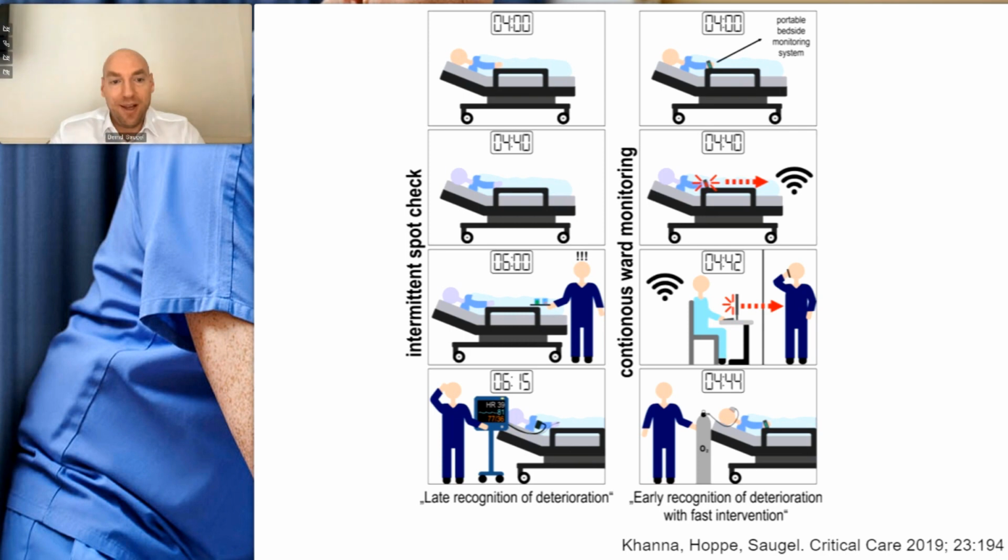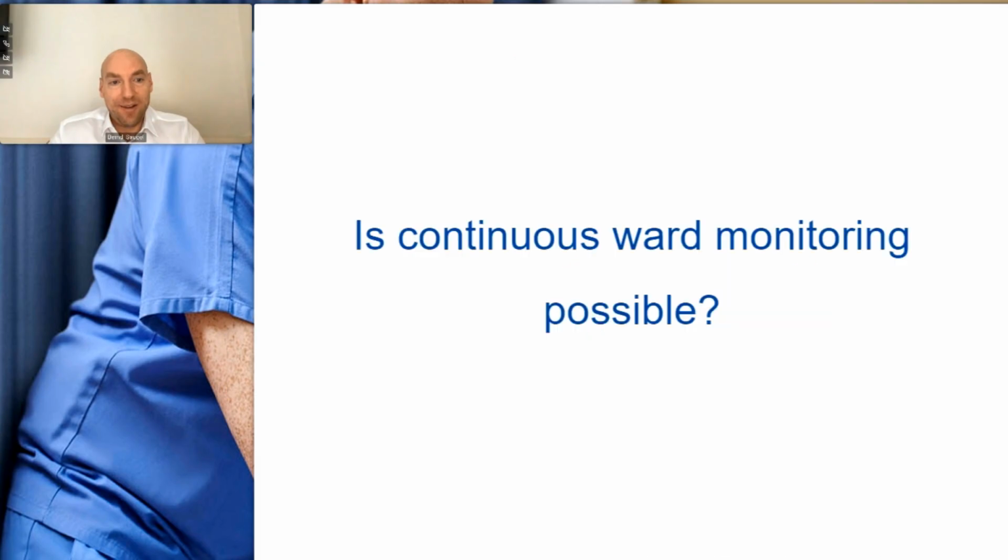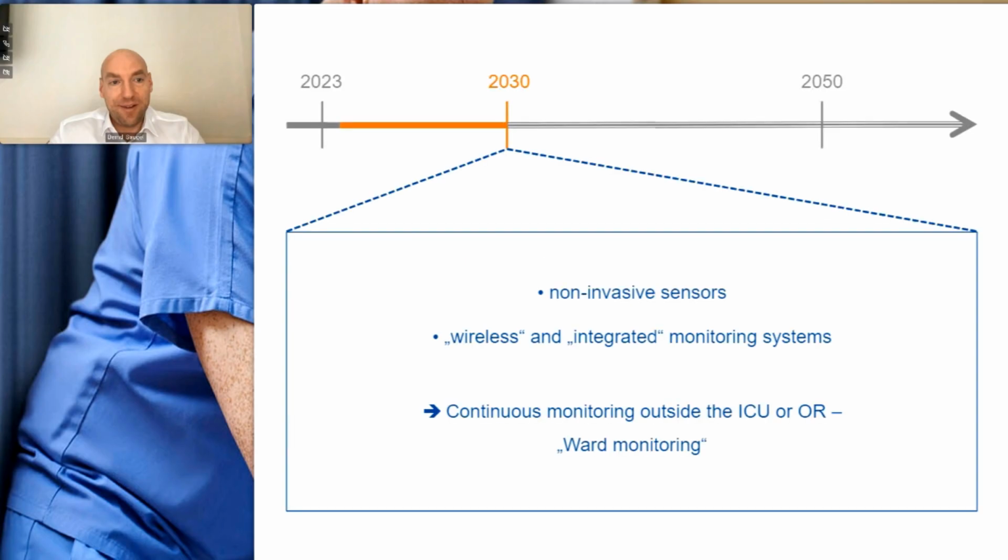Of course, if you depict it in an illustration like this, a reasonable question is: is continuous ward monitoring possible today in our clinical hospital settings? And I would say, yes, we are getting there. There are now non-invasive sensors that indeed are wireless, wearable, integrated monitoring systems that allow continuous monitoring outside the ICU or the operating room. We call that ward monitoring, and it becomes available for research purposes, also for clinical implementations. But there are still many obstacles and hurdles that we need to overcome.